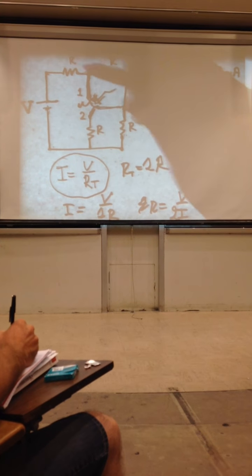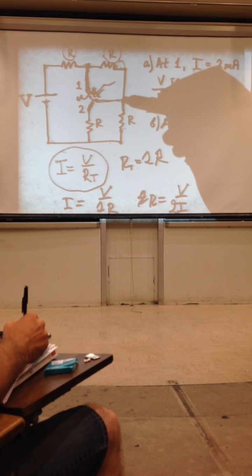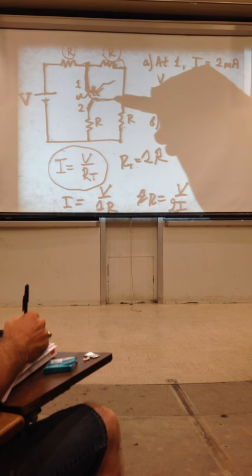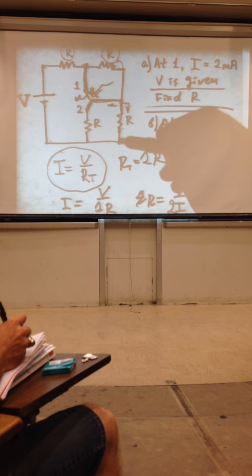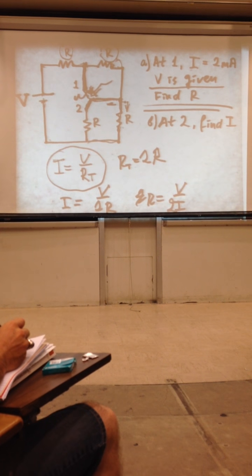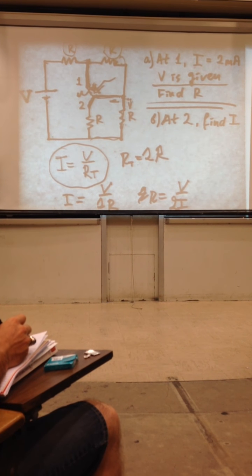It would go through 1 R, through this second R, and it would go to this point, and from this point it would fork. The current would divide into two parts. So what is the total resistance of the circuit at position 2?